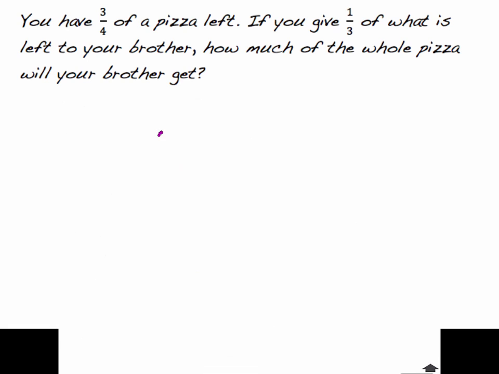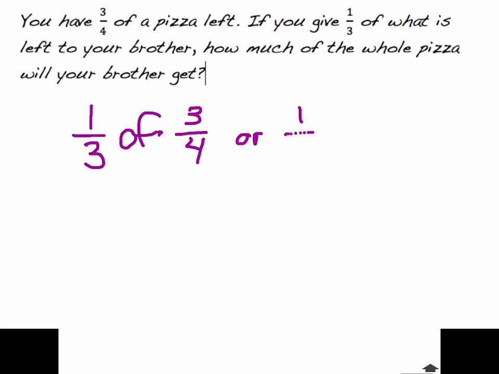Now, we started with 1/3 of the pizza that you are going to give to your brother. And that 1/3 is of the original 3/4 that was left. So we can write this 1/3 of 3/4, or we can also write it 1/3 times 3/4. When you see the word of, it means that you're going to multiply.